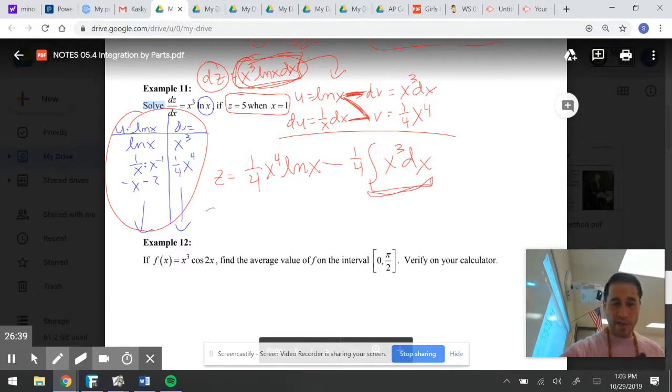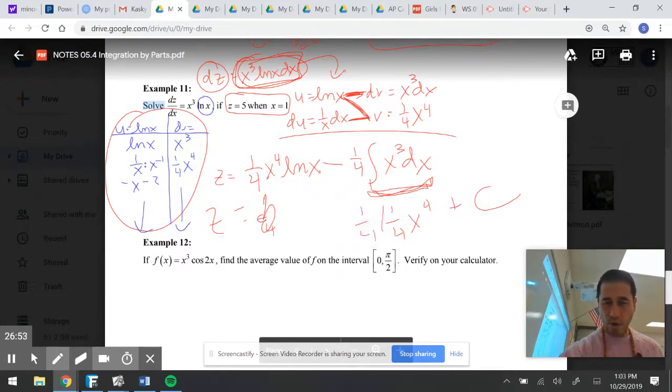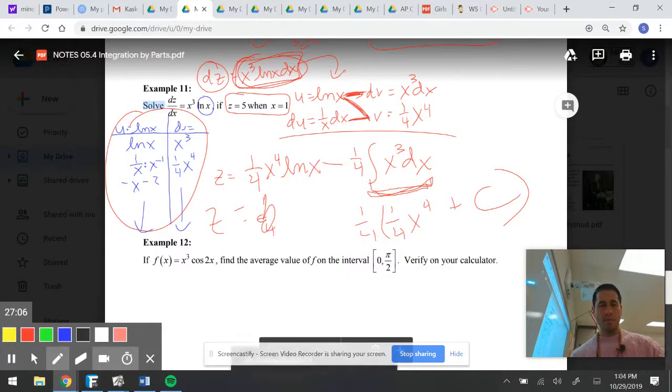So we are at z equals 1/4. Actually, let's just do this part. That's 1/4 x to the fourth plus c, right, class? And I still have a 1/4 on the outside. So that would be 1/16, correct, class? Now that is getting way too messy. I'm going to attempt to do this one more time. All right, class, I apologize, but here we go.